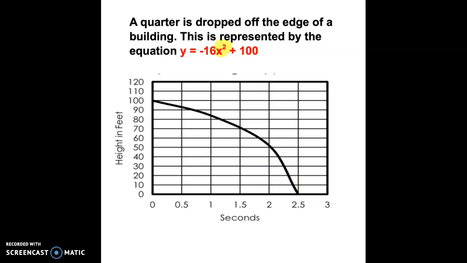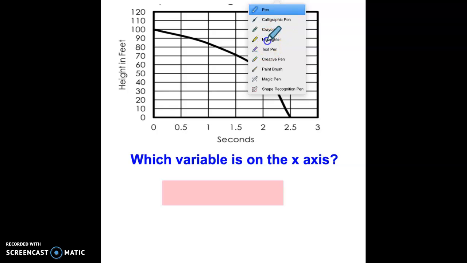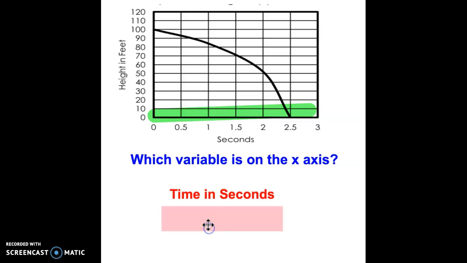All right, now let's use this situation, this equation, and this graph to answer some questions. So here, the first question is, which variable is on the x-axis? Here, remember the x-axis, I'm going to highlight it green. The x-axis is the horizontal axis. So the independent variable goes on the x-axis. In this problem, it is time in seconds. So the variable on the x-axis is time in seconds.